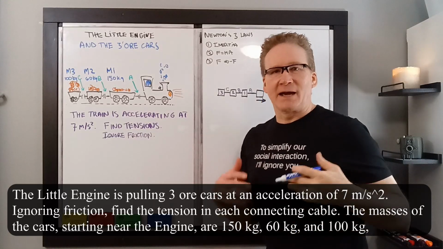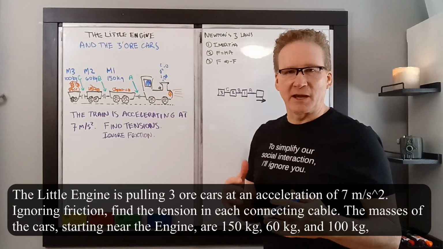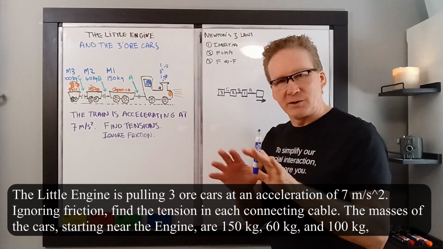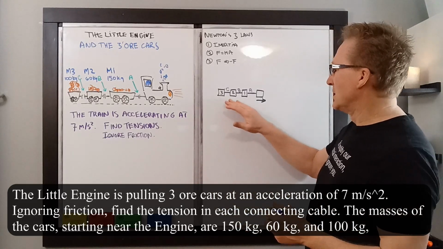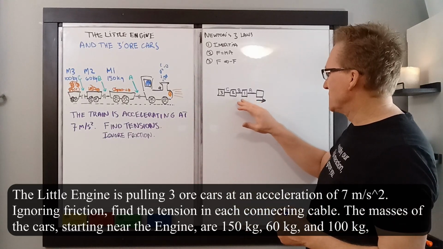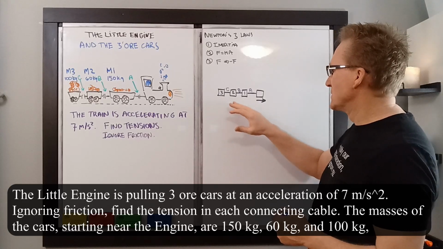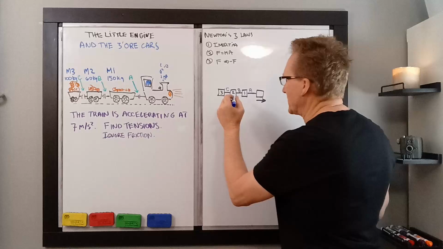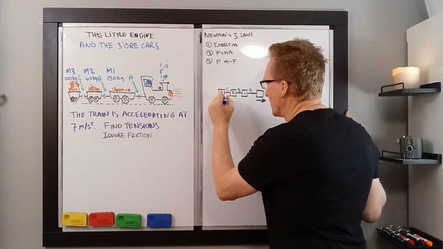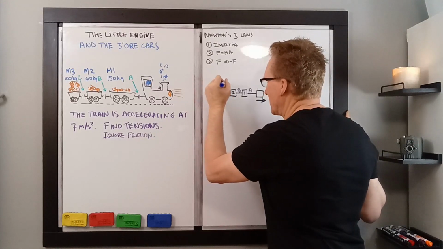So at first glance, this may seem like a complicated problem, but I'm going to break this down for you. We're going to do a little piece at a time, and I think it'll become pretty simple by the end. So here I've done a small sketch of this. Here's the engine, here's the tensions and the masses. So if we want to figure out what kind of tension is pulling this, let's just look at this third car here first of all. I'm going to put a little dashed box around it.